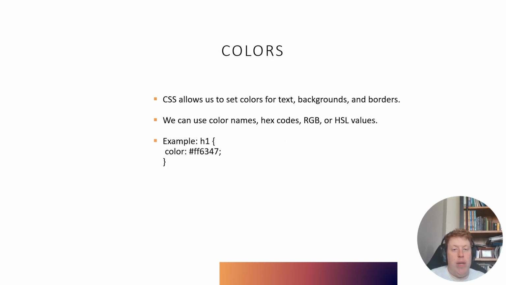With CSS, we can add color to our elements. We can use color names like red, hex codes like hashtag FF6347, or even RGB and HSL values. Color makes our app more engaging and easier to navigate.